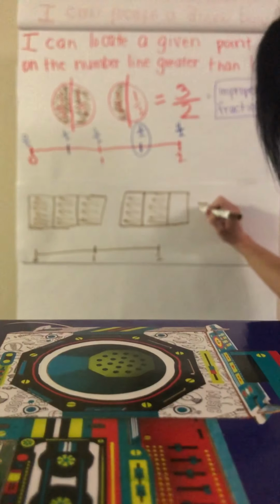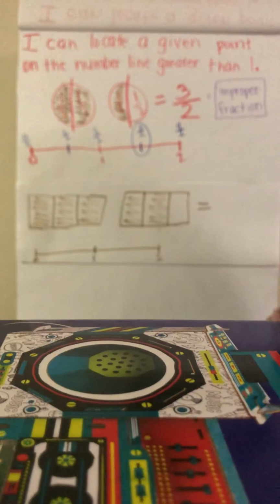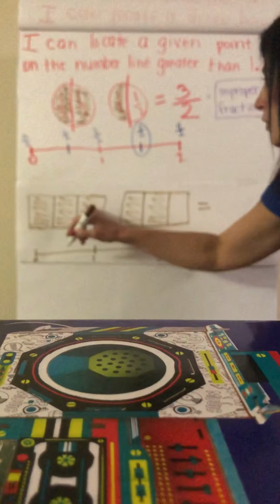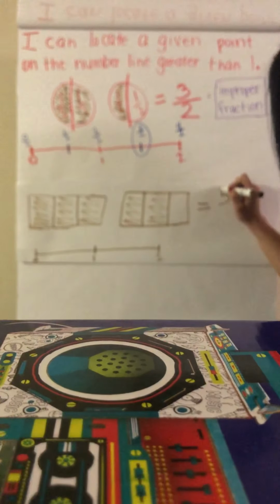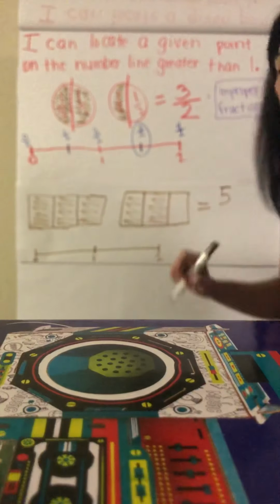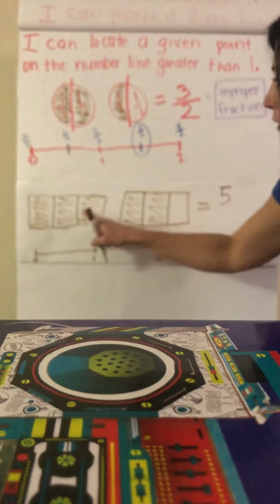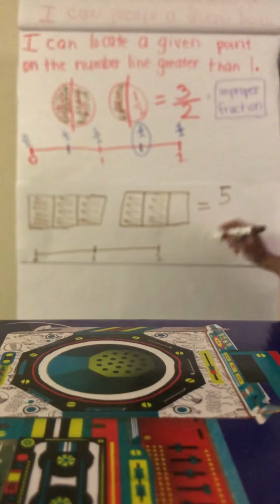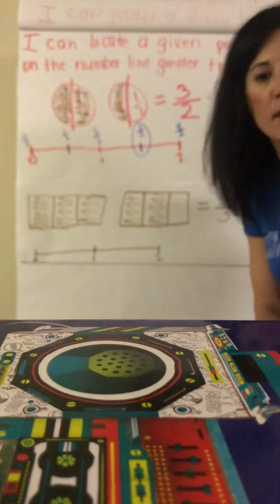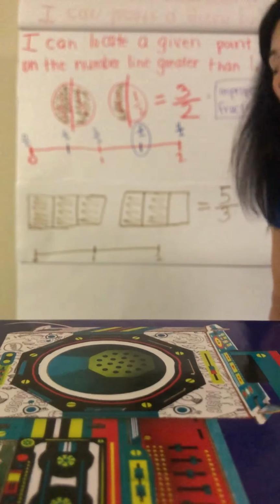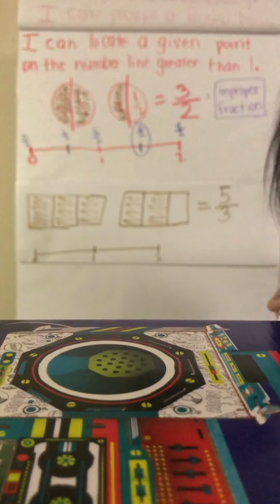5 thirds. If I were to write this as a fraction, I have 1, 2, 3, 4, 5 parts shaded. And as you can see, I broke each shape into thirds: 1, 2, 3, and 1, 2, 3. That's broken into thirds. That is why I am making this 5 thirds. Now, let's look at how we put that on a number line.